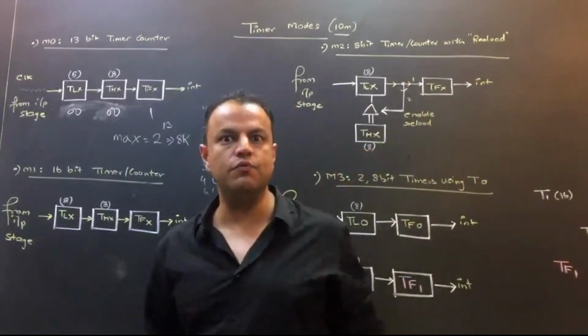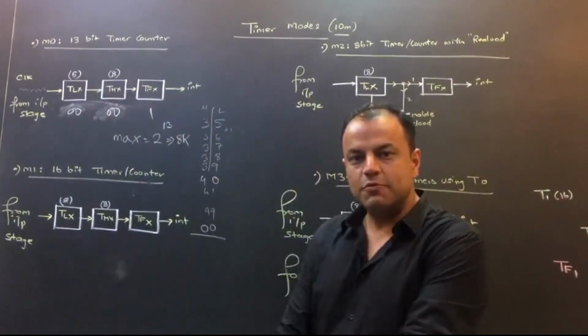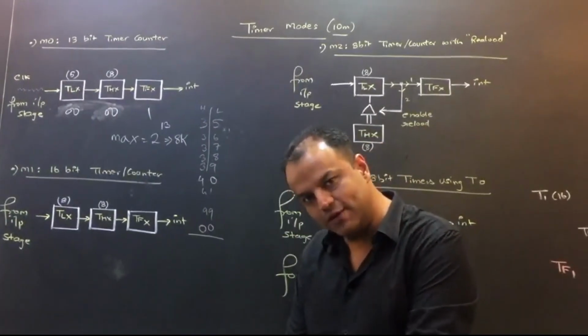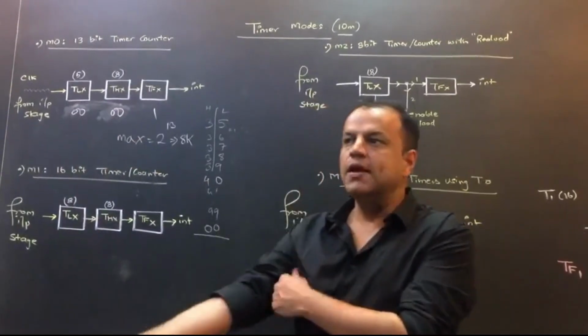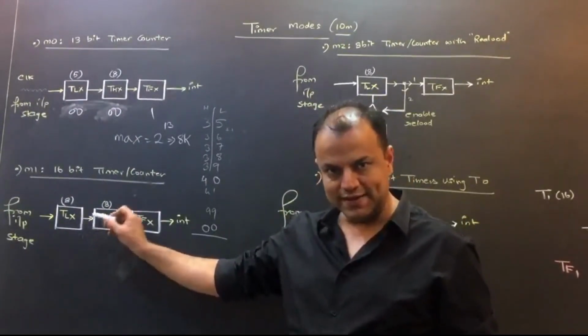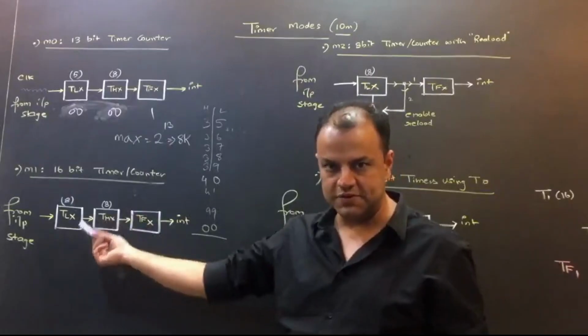But do write it. If you want full marks, please mention this. The max number of pulses to be counted is 1FFF. Please tell me, are you clear? 2 raised to 13. Now, I'm sure you're wondering why this is 5 bits. It should have been all 8 bits. There is a reason. All 8 bits also is there. That's the next mode, which is just the same mode, but instead of 5 bits, it's full size.